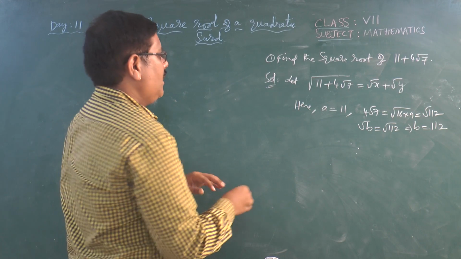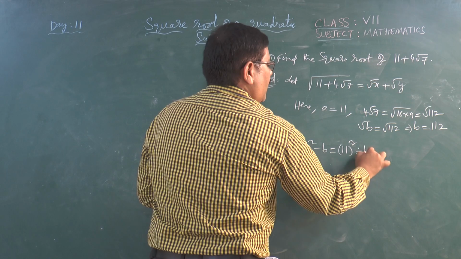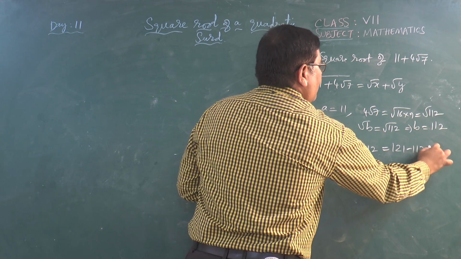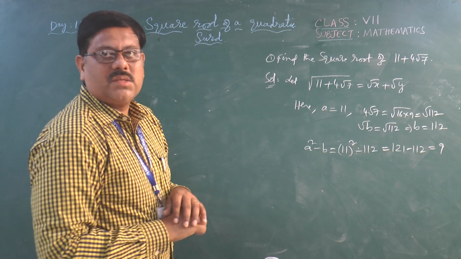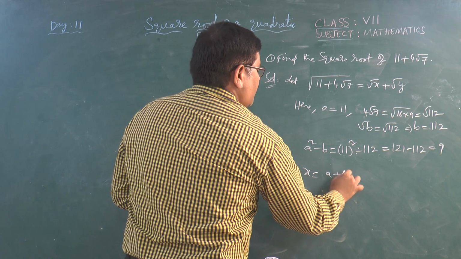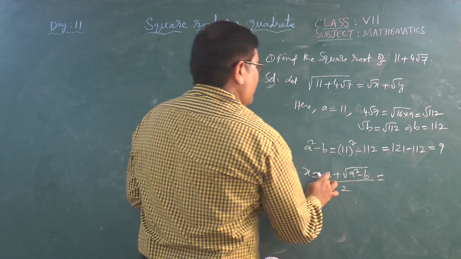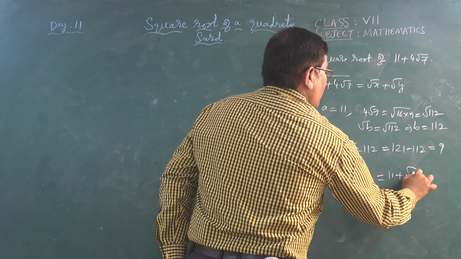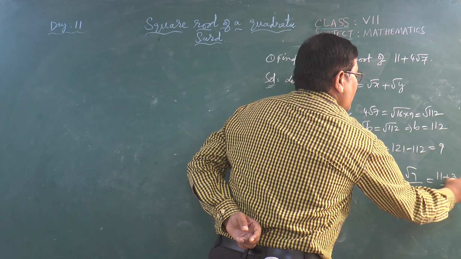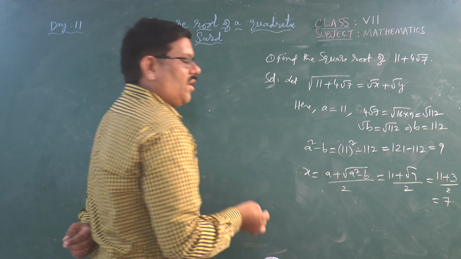Now what is the task? a square minus b. a square minus b is 11 square minus 112. That is 11 square is 121 minus 112. That is going to be 9. a square minus b is 9. Therefore, x is a plus root over a square minus b by 2, that is 11 plus root 9 by 2. That is 11 plus root 9 is 3 by 2. That is otherwise 11 plus 3 is 14 by 2. That is 7. So the value of x is 7.